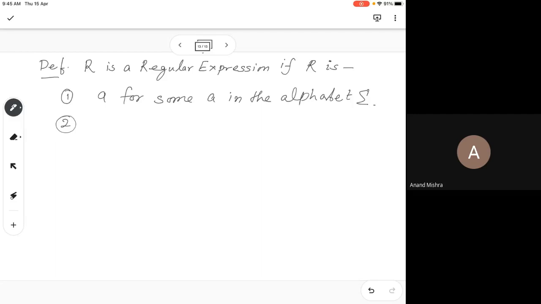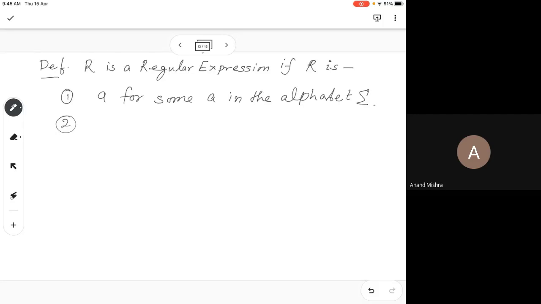Yeah, even number of ones. But it's not exactly even number of ones, because if your alphabet is only one, then that is correct, right? We'll see such examples. Let's concentrate on the definition.